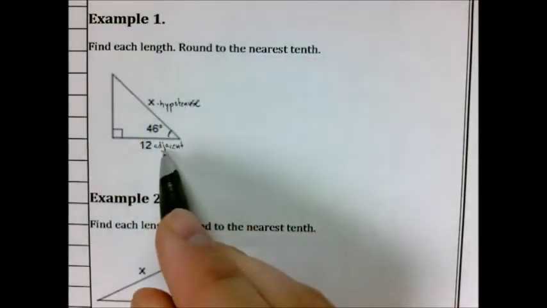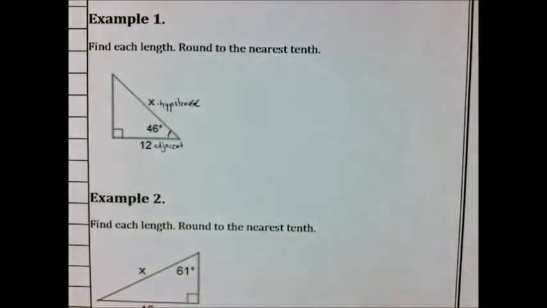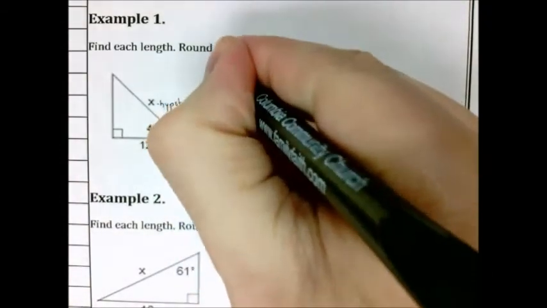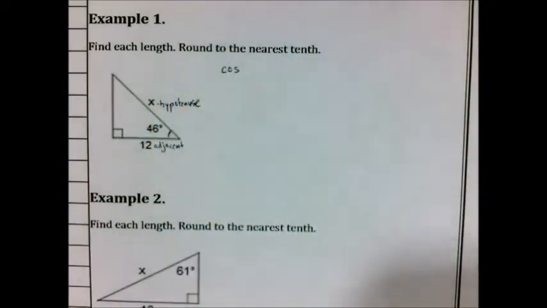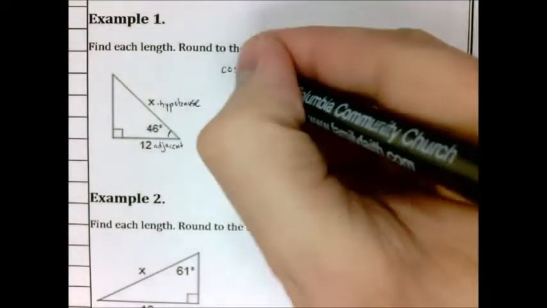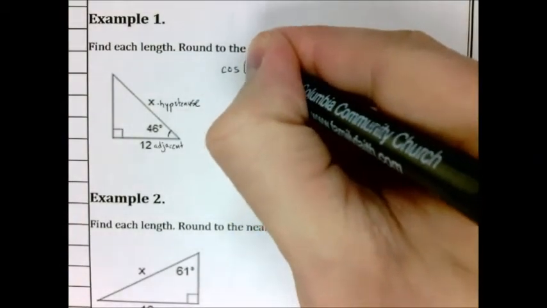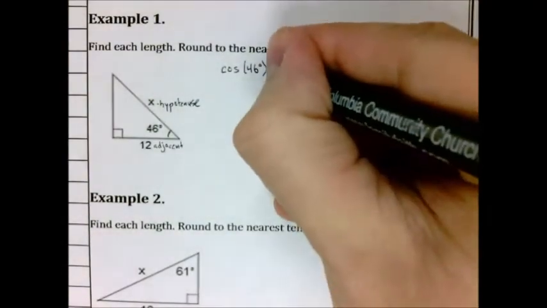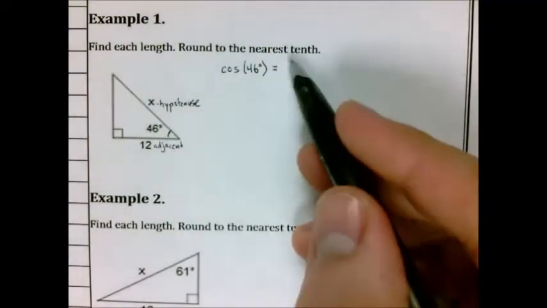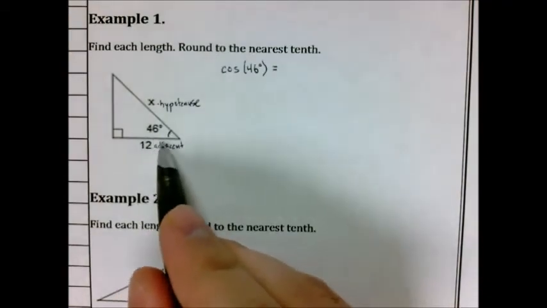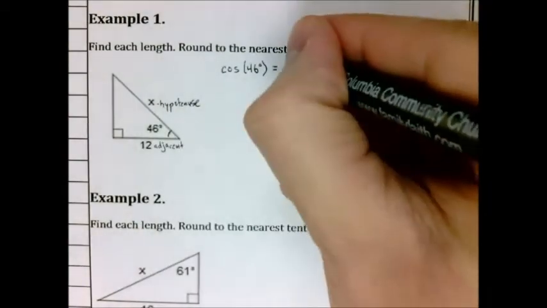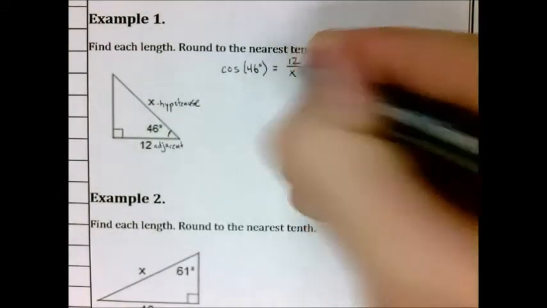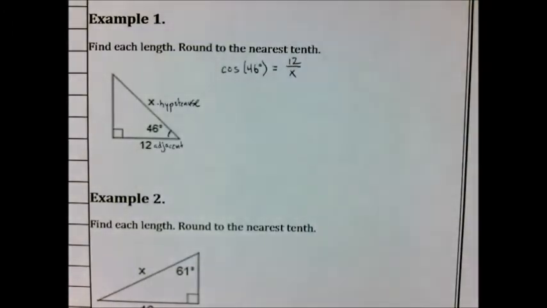So if we have an adjacent over a hypotenuse, we know we're going to do the AH or the CAH. We're going to have to use our cosine. Cosine is adjacent over a hypotenuse. And the cosine of 46 degrees, remember that finds the ratio, should be equal to that exact same ratio as a fraction. Adjacent over hypotenuse, which is 12 over x. Okay? X is what we're trying to find out.